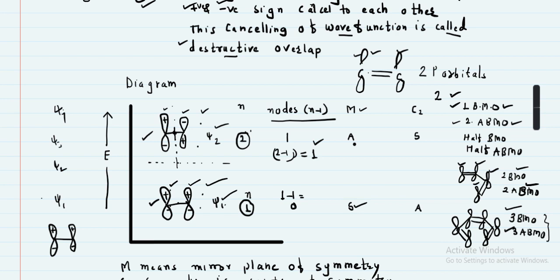Mirror plane: when you place the mirror, it does not divide into two equal halves. In such a case, when you put the mirror plane of symmetry, the same lobes should reflect each other. These are the mirror planes of symmetry. But in this case, when you place the mirror, on one side there is positive and on the other side negative, therefore it has no mirror plane of symmetry, therefore it is asymmetric.